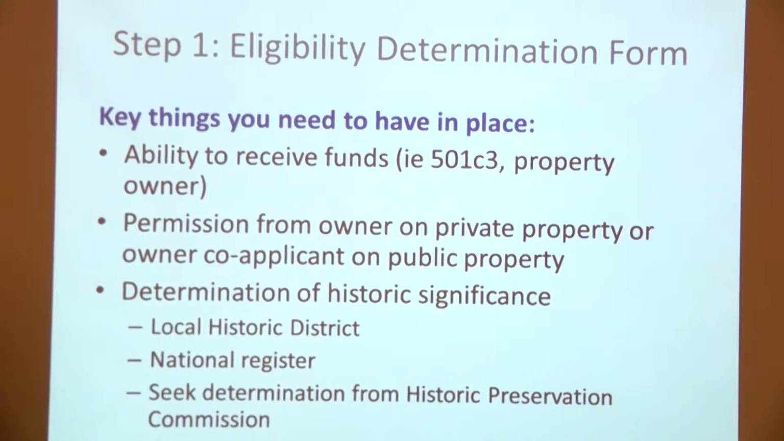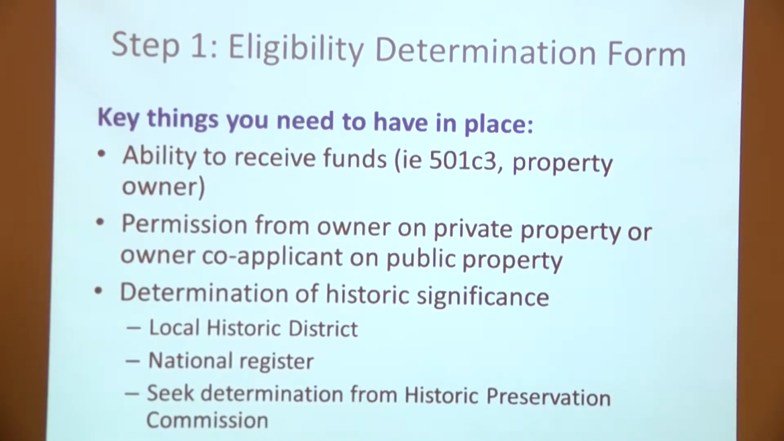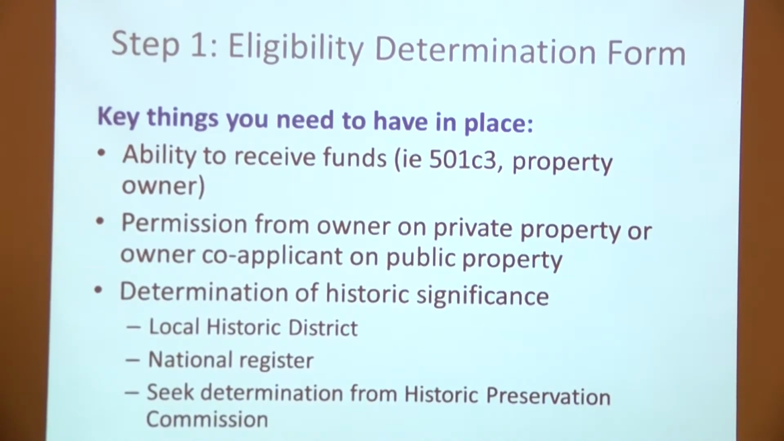So the first step, the eligibility determination form. As you're applying for this, there's a few things that you need to have in place. One is that you need to have the ability to receive funds. So either you're a 501c3 or you're a property owner. If you do not have a legal ability to create or to accept funds, you'll need to have a co-applicant who will be able to accept the funds and manage them on your behalf.